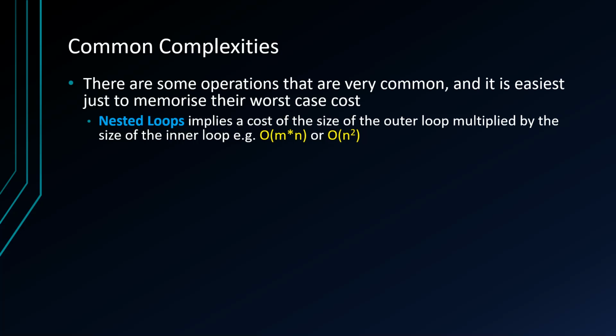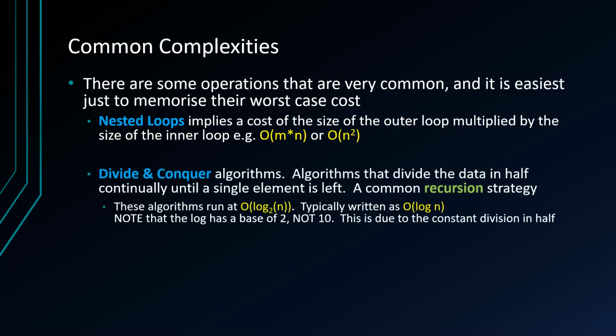Then we get into another big one, which is called divide and conquer algorithms. We've already talked about this earlier in the course. These are algorithms that divide the data in half continually until a single element is left. This is super common in recursion. We're going to cover a number of different concepts going forward in the course that use this divide and conquer strategy. We've already talked about one earlier on.